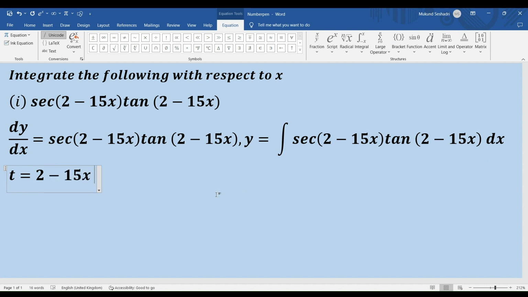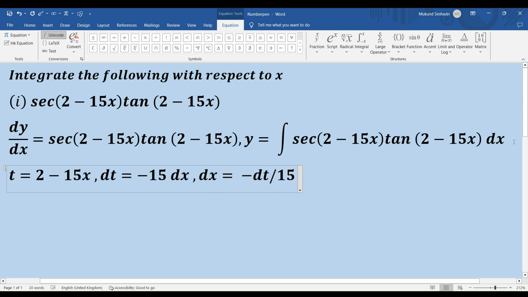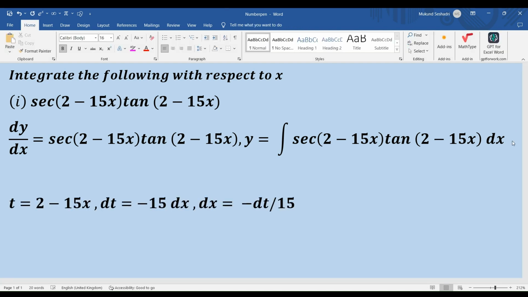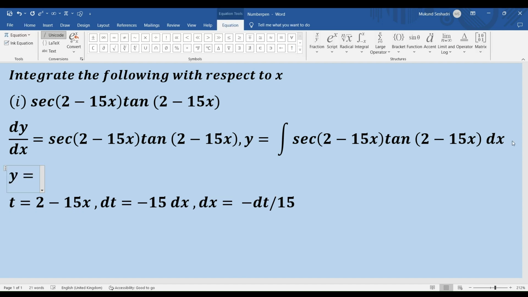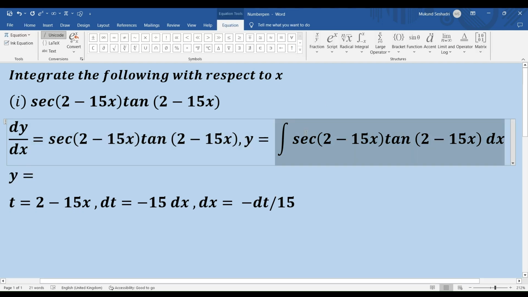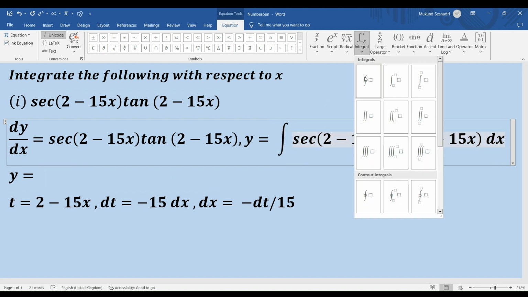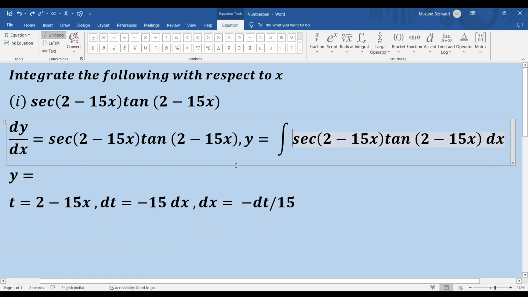t equals 2 minus 15x, which means my dt, I differentiate on either side, I get dt equals minus 15 times dx, which means my dx equals minus dt by 15, right? Now I go back to my y, I put back everything in the form of t and see if I get a much simpler expression whose derivative I am familiar with already from first principles, right?